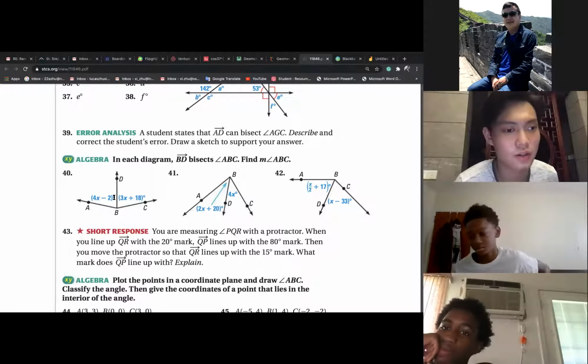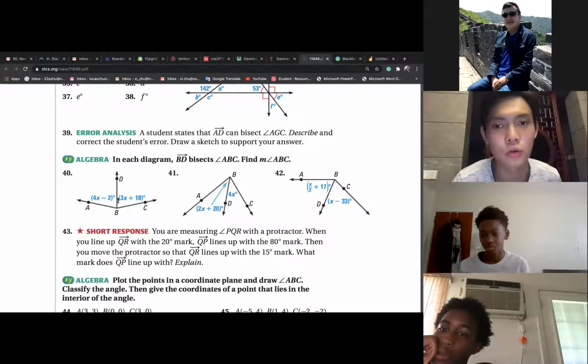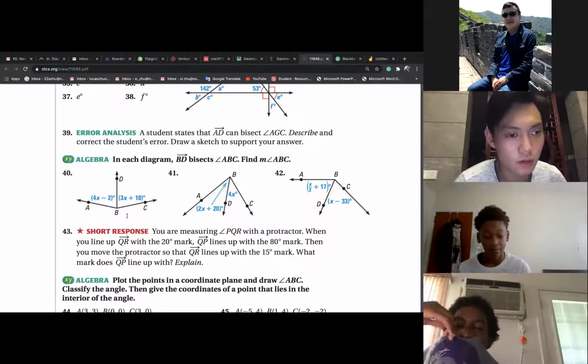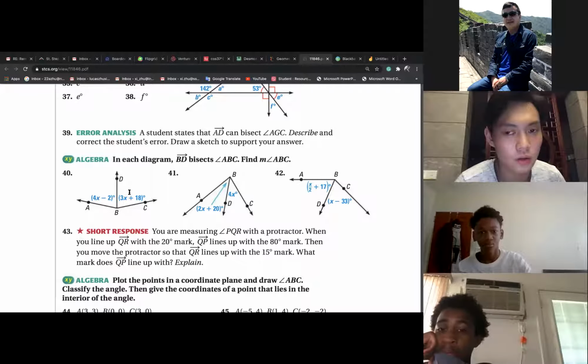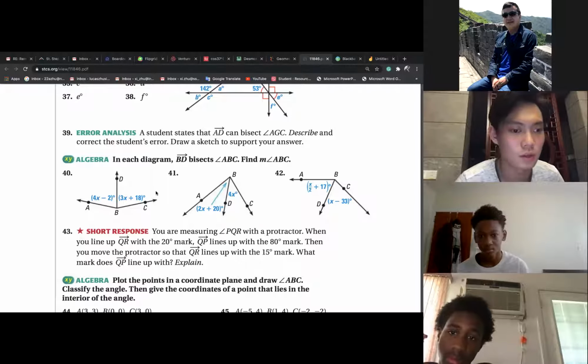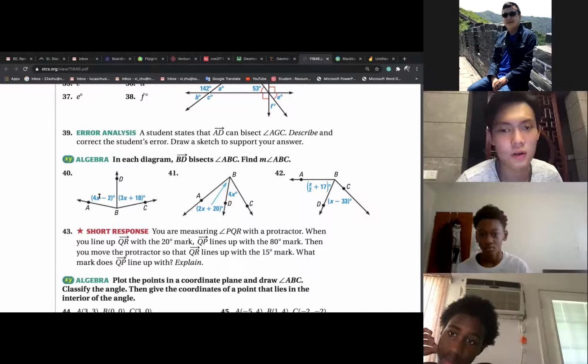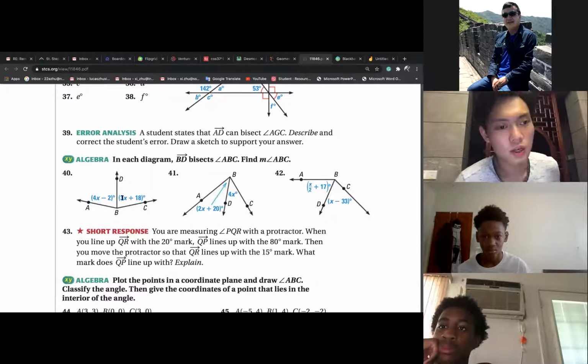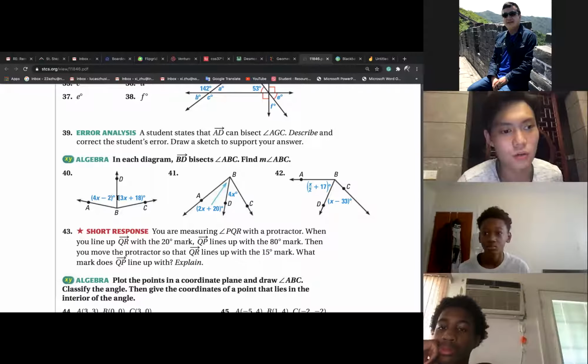Yes, it splits the angle into two congruent parts, two equal parts. So the angle over here and the angle over here are equal. They're asking you to find the measurement of angle ABC, the entire angle. First we have to solve for x, a variable whose value we don't know yet. Because the two small angles are congruent, we can set up the equation 4x minus 2 equals 3x plus 18.